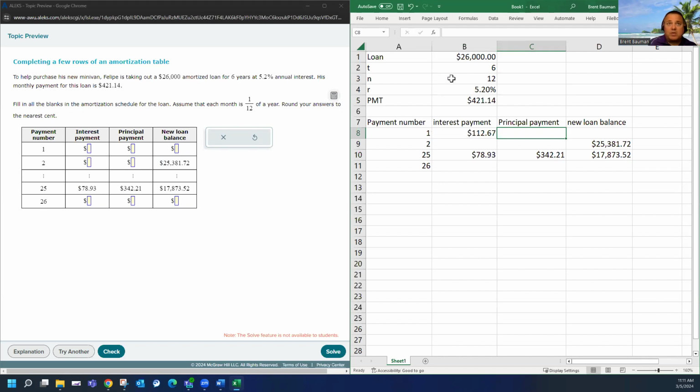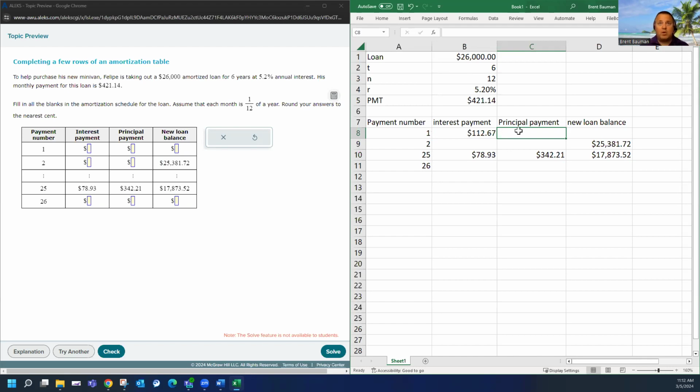So the bank is going to keep $112.67 from the payment we're making. That $112.67 doesn't get removed from the loan amount. That's just money they take and say, thank you for having a loan with me. And that's how the banks make money.